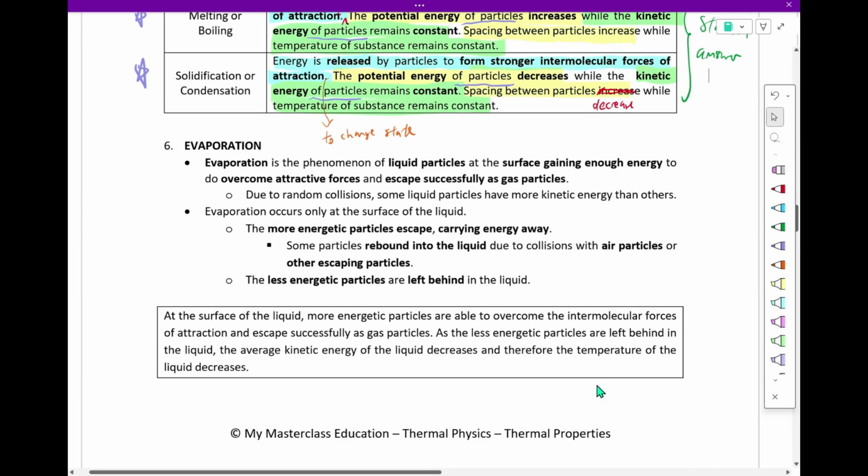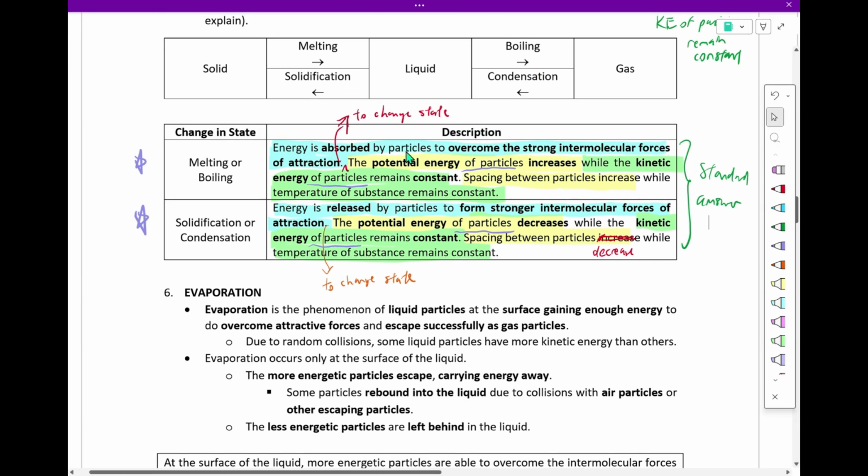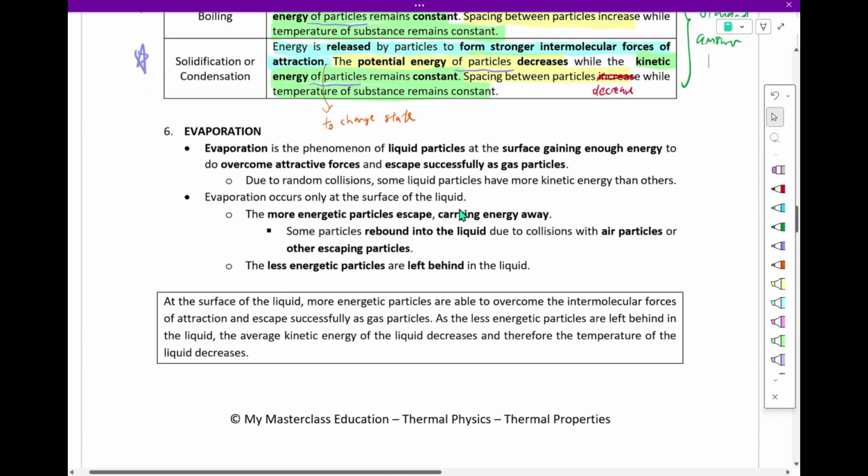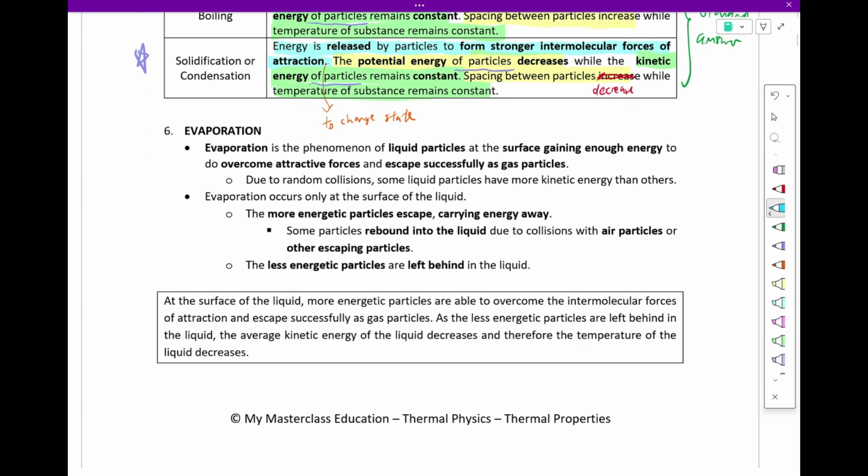Next, we're going to talk about a very unique change in state, because normally, if you notice, in the changes of state that we have here, temperature is always constant. However, evaporation is not the case. It's the only change in state where temperature changes. More specifically, it decreases. So it's a bit special.